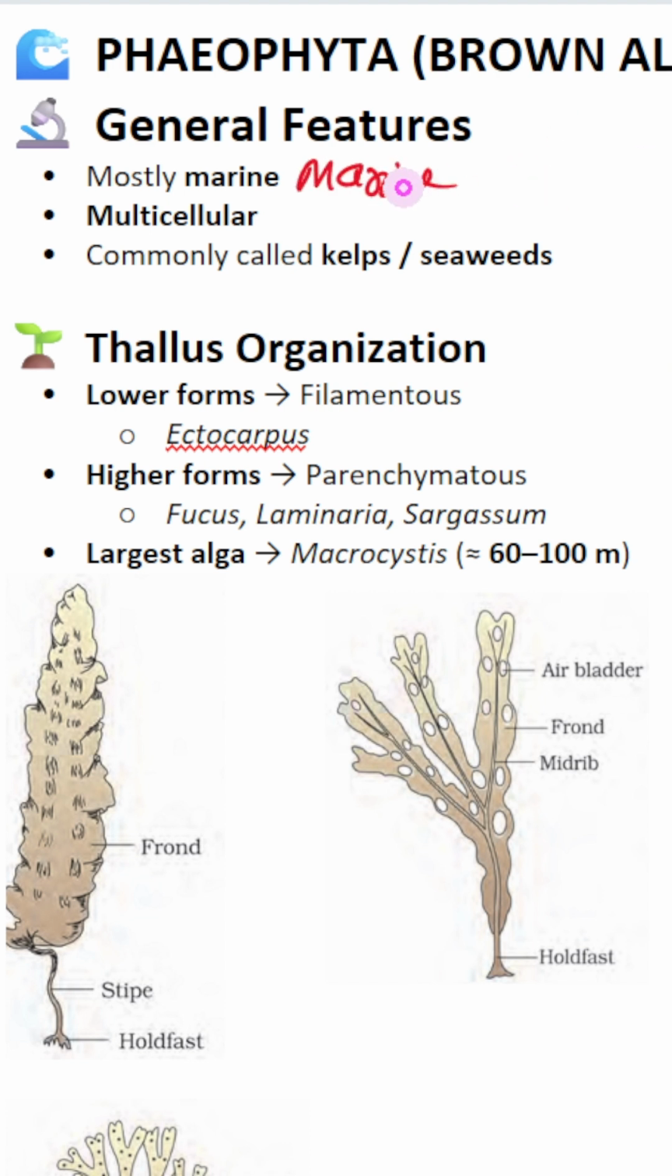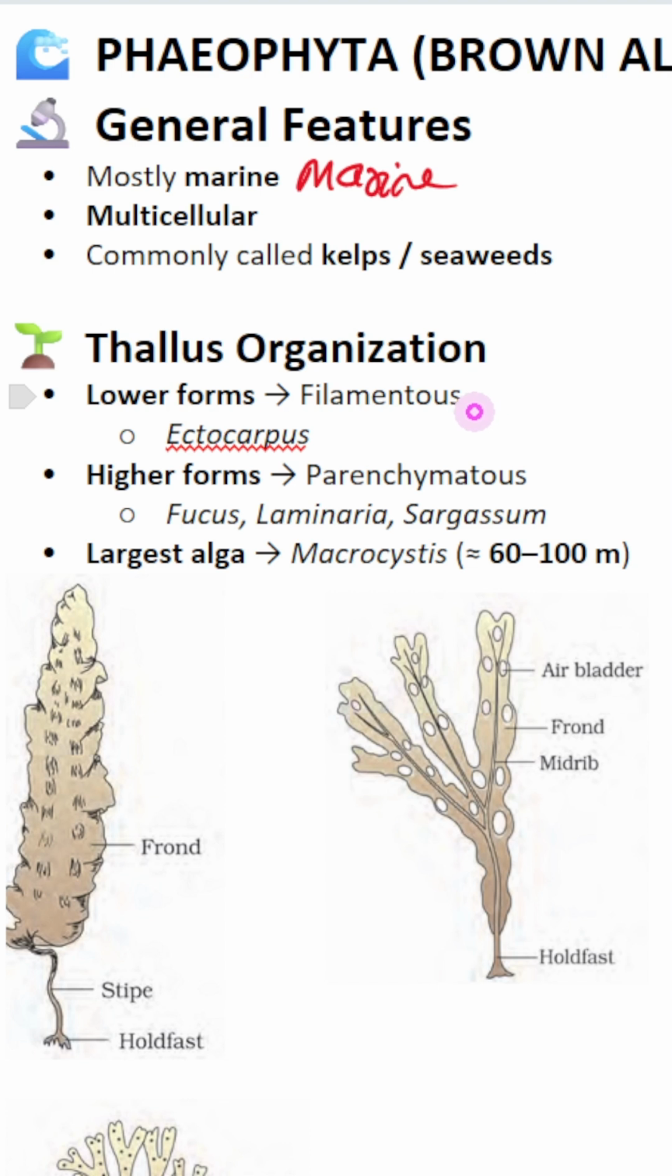Then these brown algae are multicellular and they have very long plant bodies. The plant body is a very long, filamentous network. So these are called kelps, or seaweeds. Seaweed is another name for algae, but these are called kelps because they're very long. Got it? And now let's move to the thallus organization.